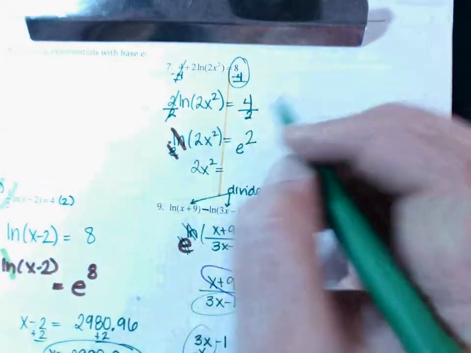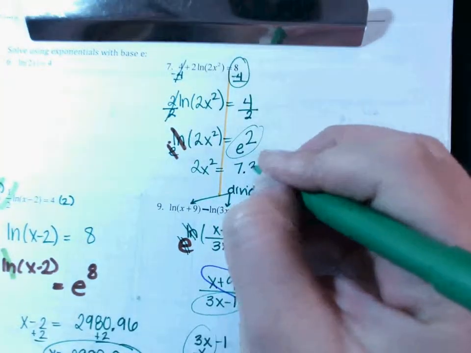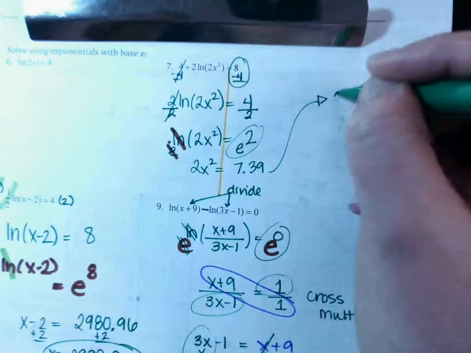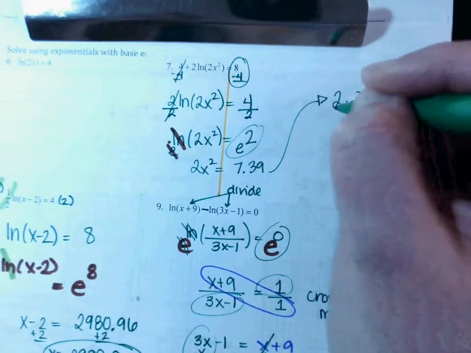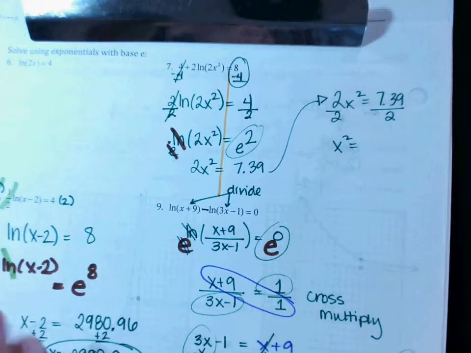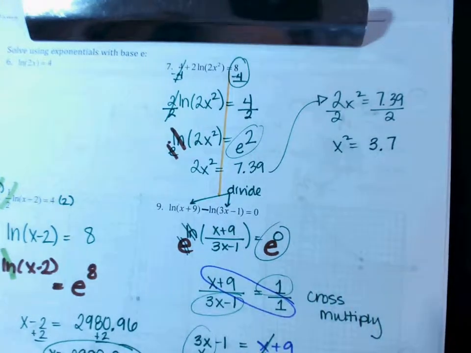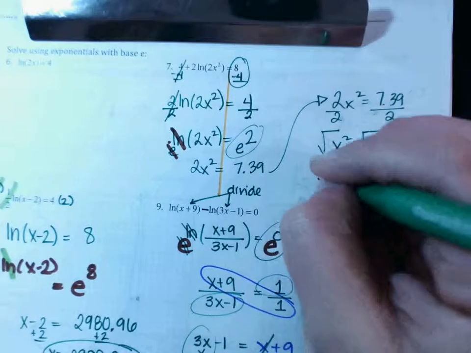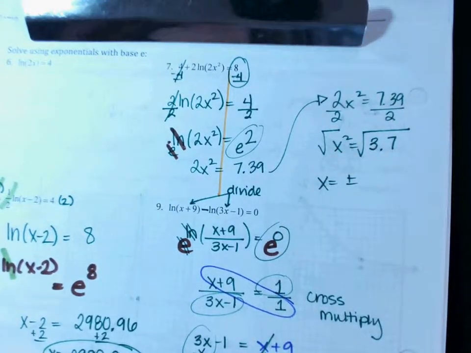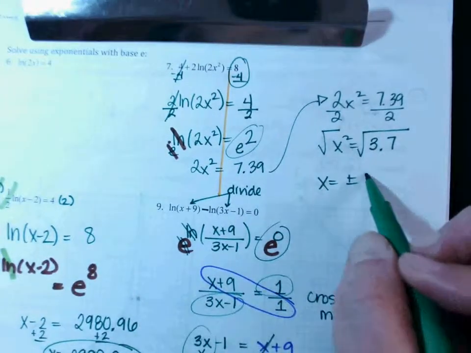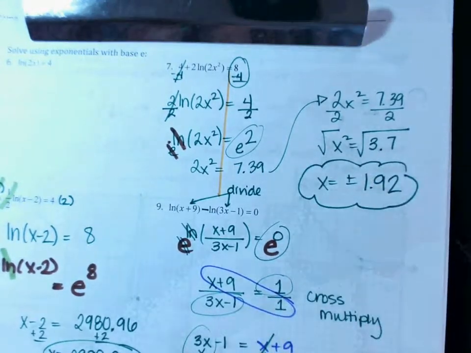Then 2x squared is, you'd have to type that in. 7.39. Okay, then what? Divide by 2. And then? The square root. Good. What was 7.39 divided by 2? 3.7. And remember, whenever you square root, you have to put the plus or minus in the front. Too good. Who taught you so well? I just don't even know. 1.92. Yes.